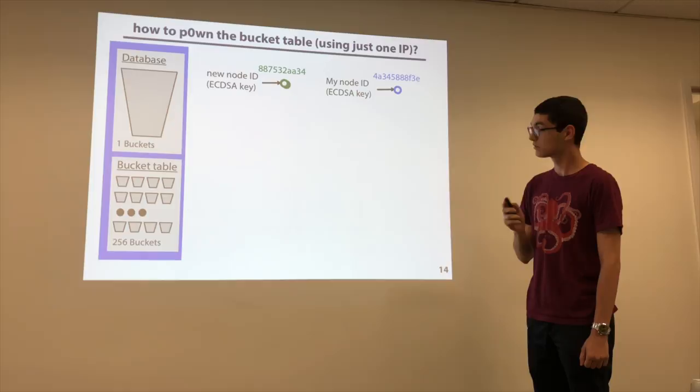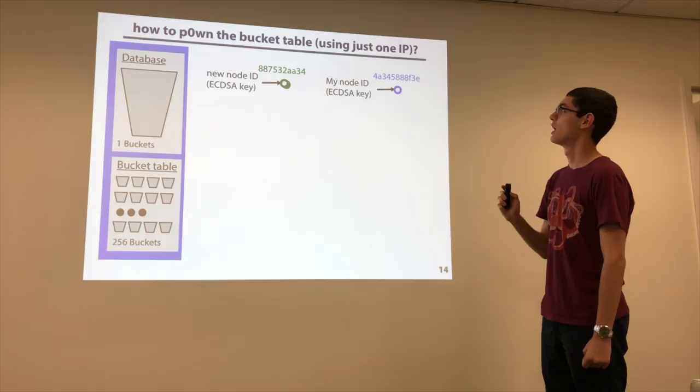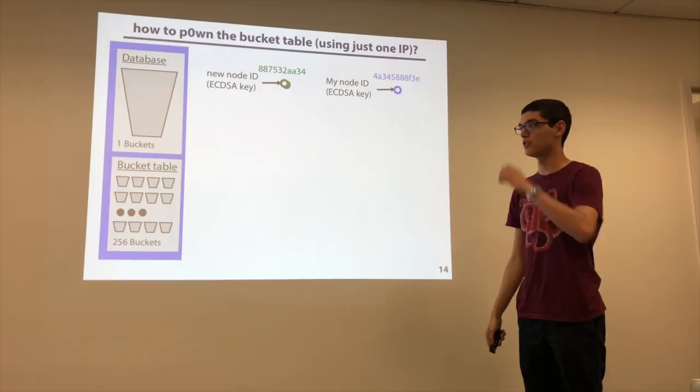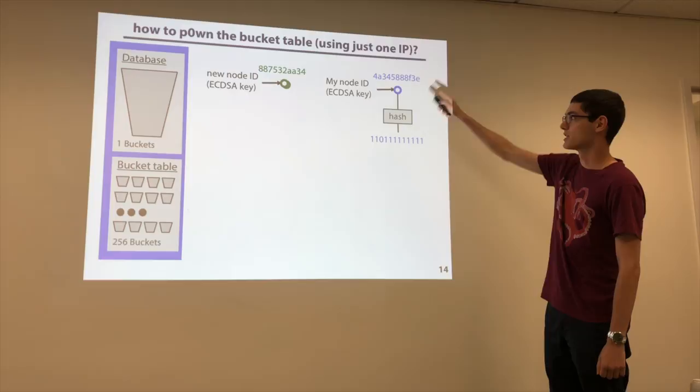Okay. How exactly do you get into the specific buckets? What I'm going to show here is actually Kademlia. It's just a modified version of Kademlia, if you know how the Kademlia DHT works. But basically, this is the node we're attacking. And imagine he's going to add this green node here.